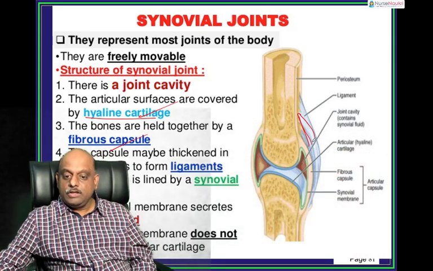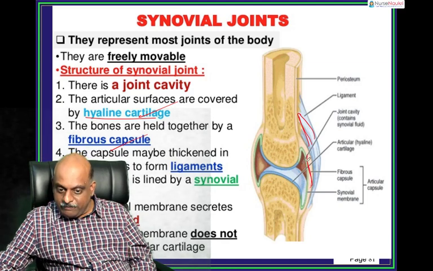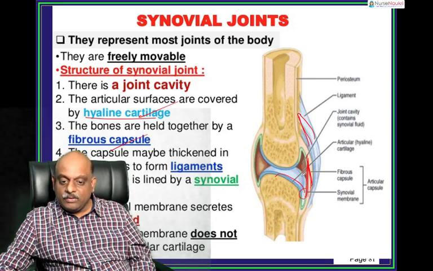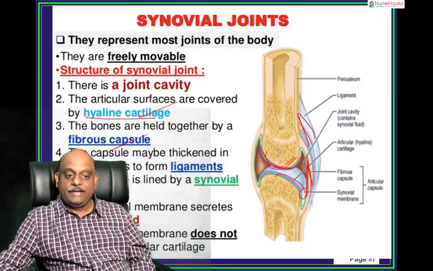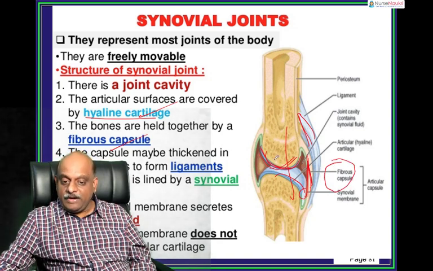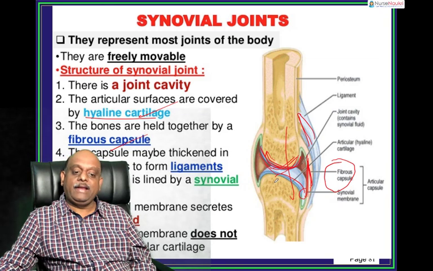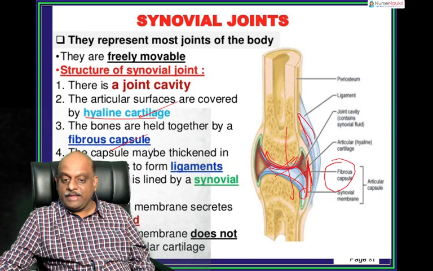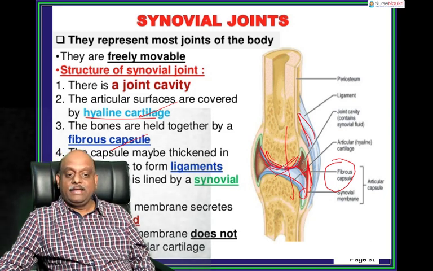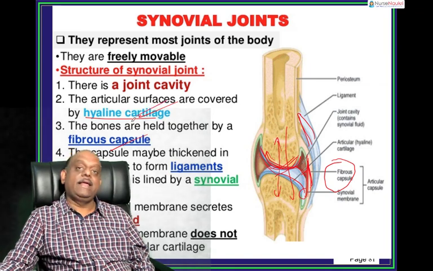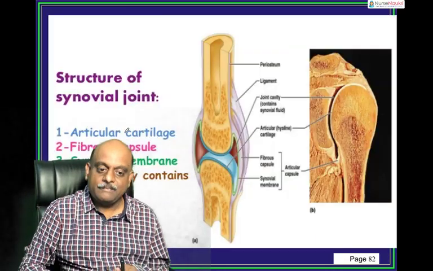So you have the fibrous capsule and there is a synovial membrane which you are able to see, right? So the bones are held together by a fibrous capsule and the capsule is lined by the synovial membrane and they secrete the synovial fluid, and the synovial membrane does not cover the articular cartilage. And the articular surfaces are covered by the hyaline cartilage. That is what you have to understand.